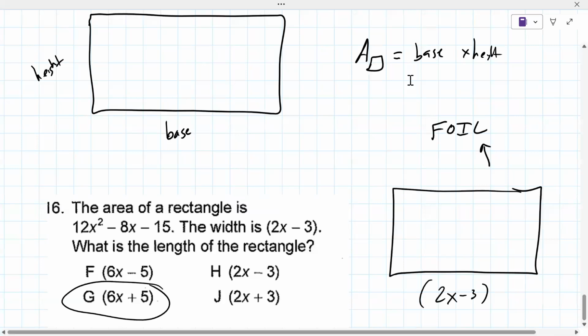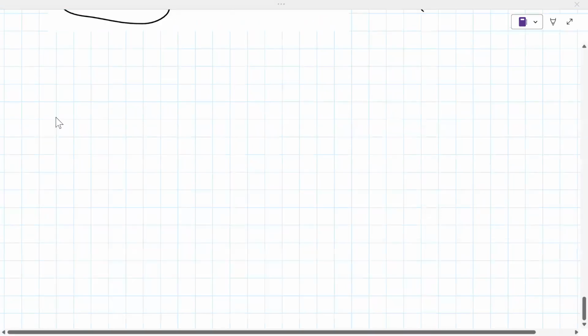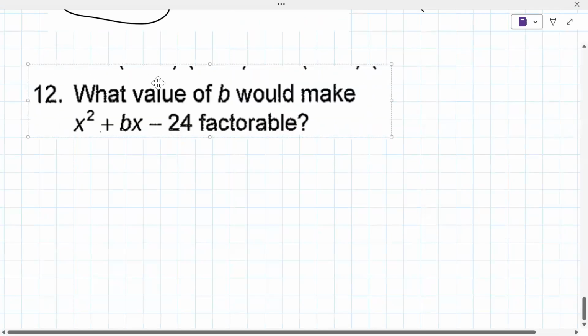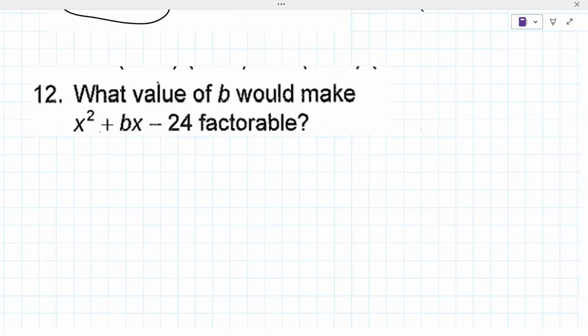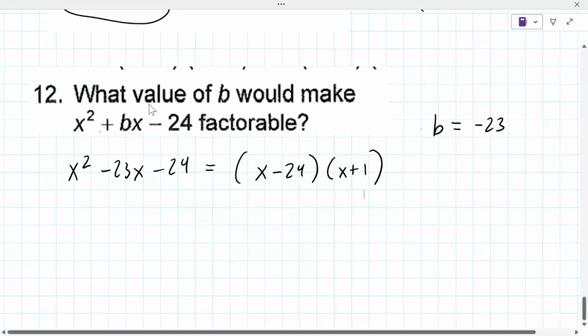All right, good job. So we'll do one free response and then we'll switch to a new topic here. I'm going to give you an answer to this, because I think it's a little bit challenging as it's written. It says, what value of B would make this factorable? So if B were minus 23, it would work. X squared minus 23x minus 24 factors into x minus 24 and x plus 1. So you can't use that one. There's more than one answer here.